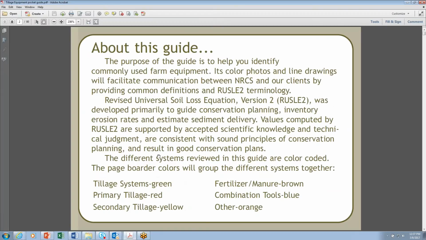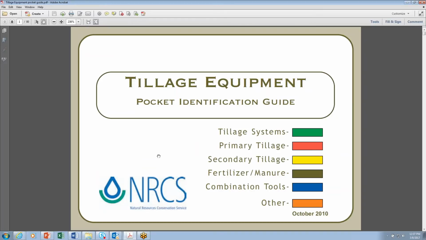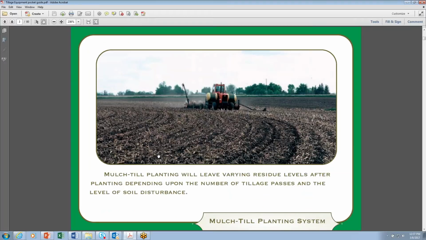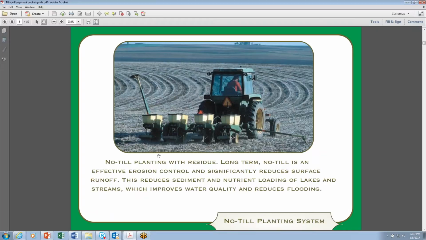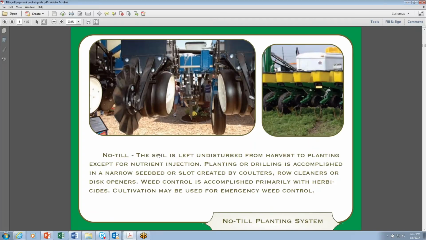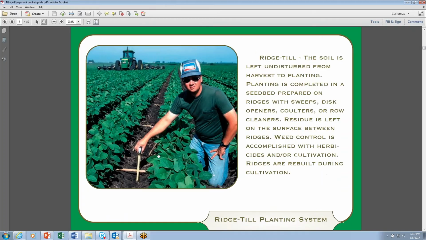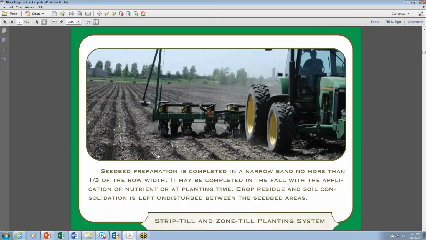So this is the old pocket guide. It's a really handy tool. You should find them laying around in the offices, because we gave these out a lot, both LCD and NRCS staff over the years. But this is basically telling you, how do I match up my equipment and know what I'm doing out there? And how do I use this tool to build into RUSLE2? What is this equipment all about?